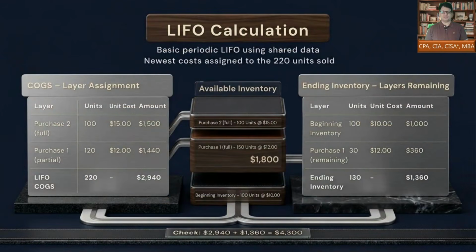Now let us apply basic periodic LIFO to the same shared data. The company sold 220 units. Under LIFO, the first 100 units assigned to cost of goods sold come from purchase 2 at $15, giving $1,500. The next 120 units come from purchase 1 at $12, giving $1,440. Total LIFO cost of goods sold is $2,940. Ending inventory contains the older layers, 100 units from beginning inventory at $10 or $1,000, and 30 remaining units from purchase 1 at $12 or $360. Ending inventory is $1,360. The reconciliation is 2,940 plus 1,360 equaling $4,300.